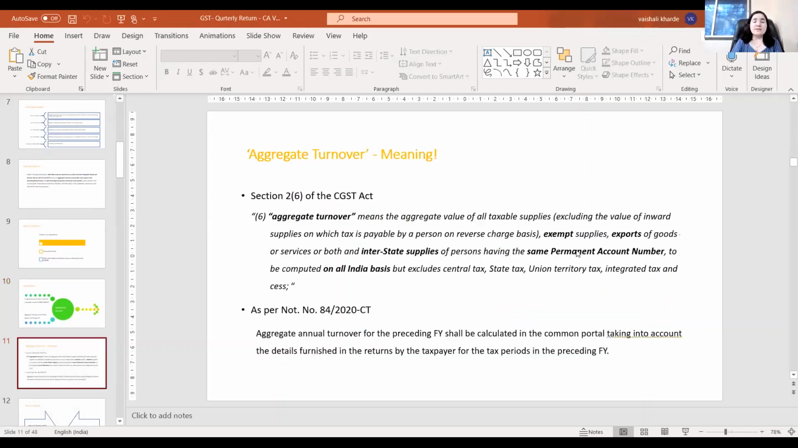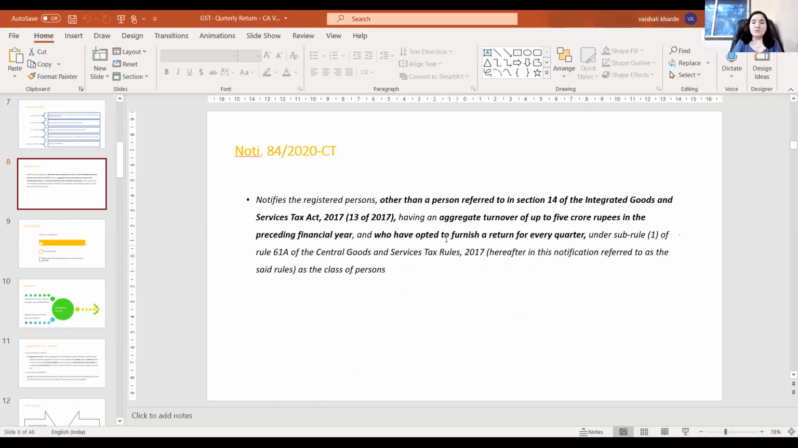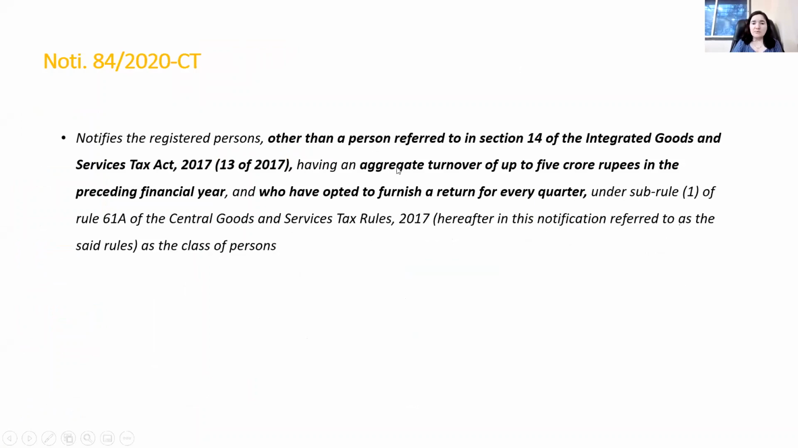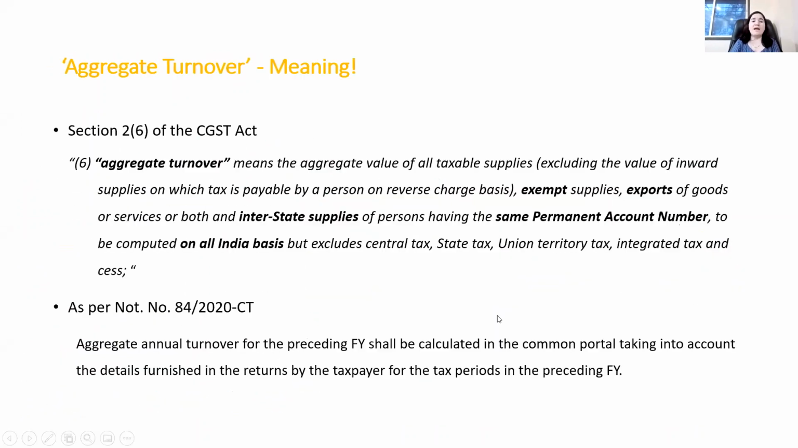Now, as discussed, if you see here, there is a term called aggregate turnover. So what is meant by aggregate turnover? How are you going to compute the aggregate turnover and the applicability of the scheme? Aggregate turnover is defined under the GST Act. Aggregate turnover means the aggregate turnover of all taxable supplies. First of all, you have to include the taxable supply plus exempt supply, export of goods, and interstate supply of a person having the same PAN.